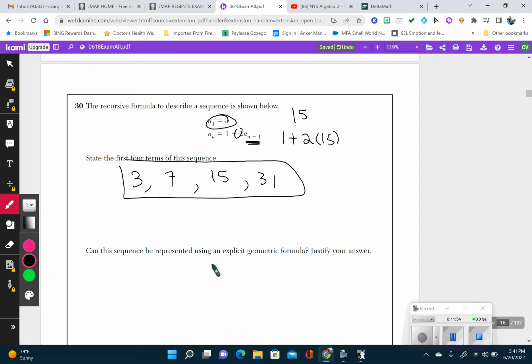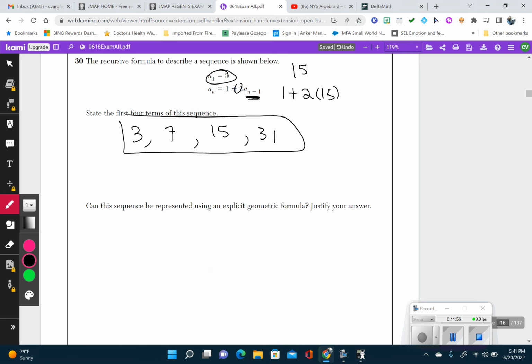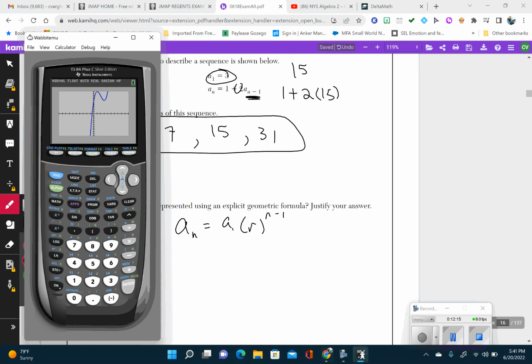The next thing we're going to do is, it says, can it be represented using an explicit formula? Explicit, according to the reference sheet, is a_n is equal to a1 times r to the n minus 1 power. So we need to find a common ratio. How we do that is we take our calculator, and you just divide the second number by the first one. So 7 divided by 3 is equal to 2.333. I'm going to change that into a fraction by hitting math, option number 1, which is frac, hit enter. That's 7/3. So we're going to see if the common ratio is 7/3.